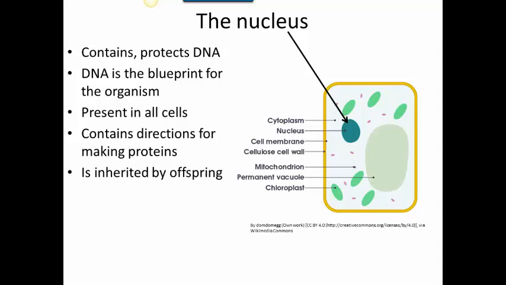DNA is also the hereditary material of life, so it includes the genetic material that parents pass on to their offspring. So this blueprint in the eukaryotic cell, like plant cells, is contained within the nucleus.